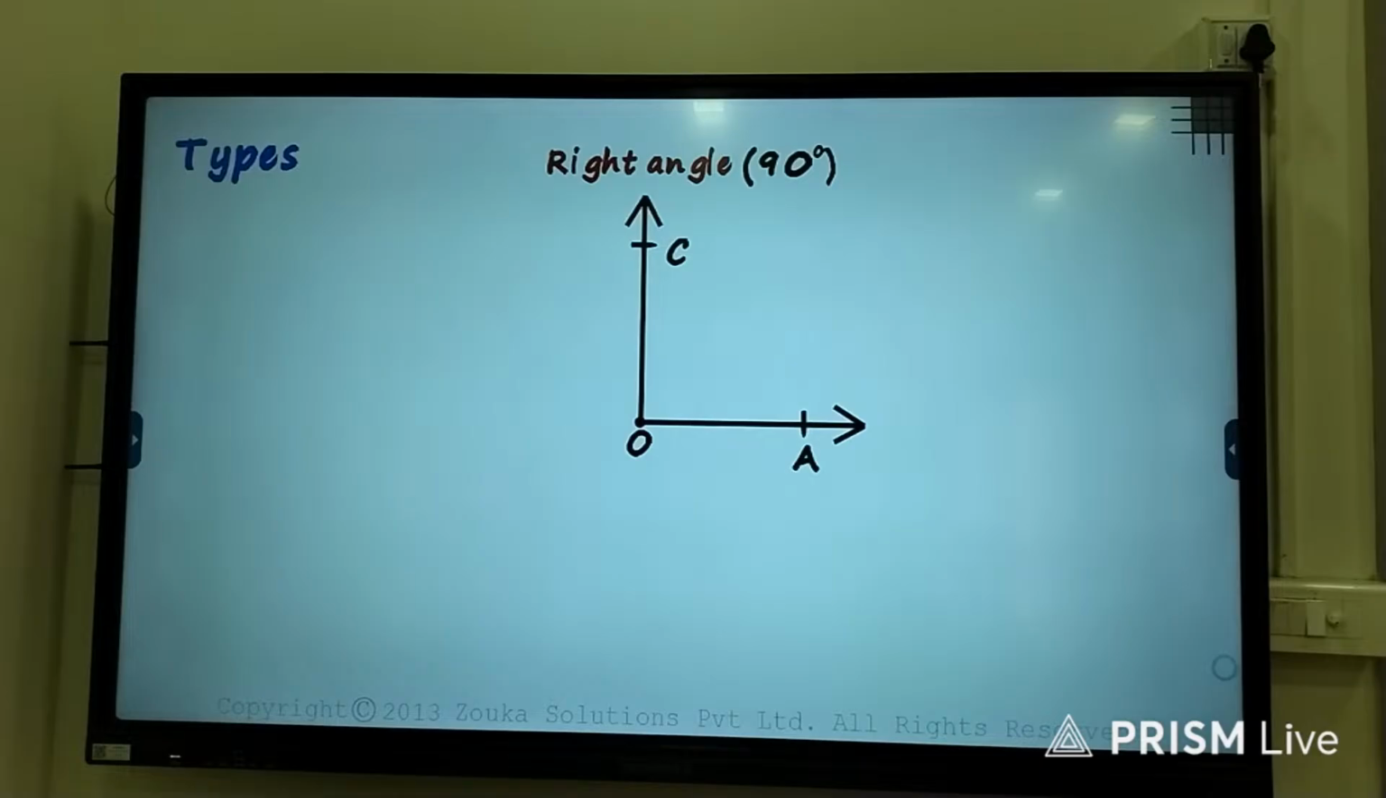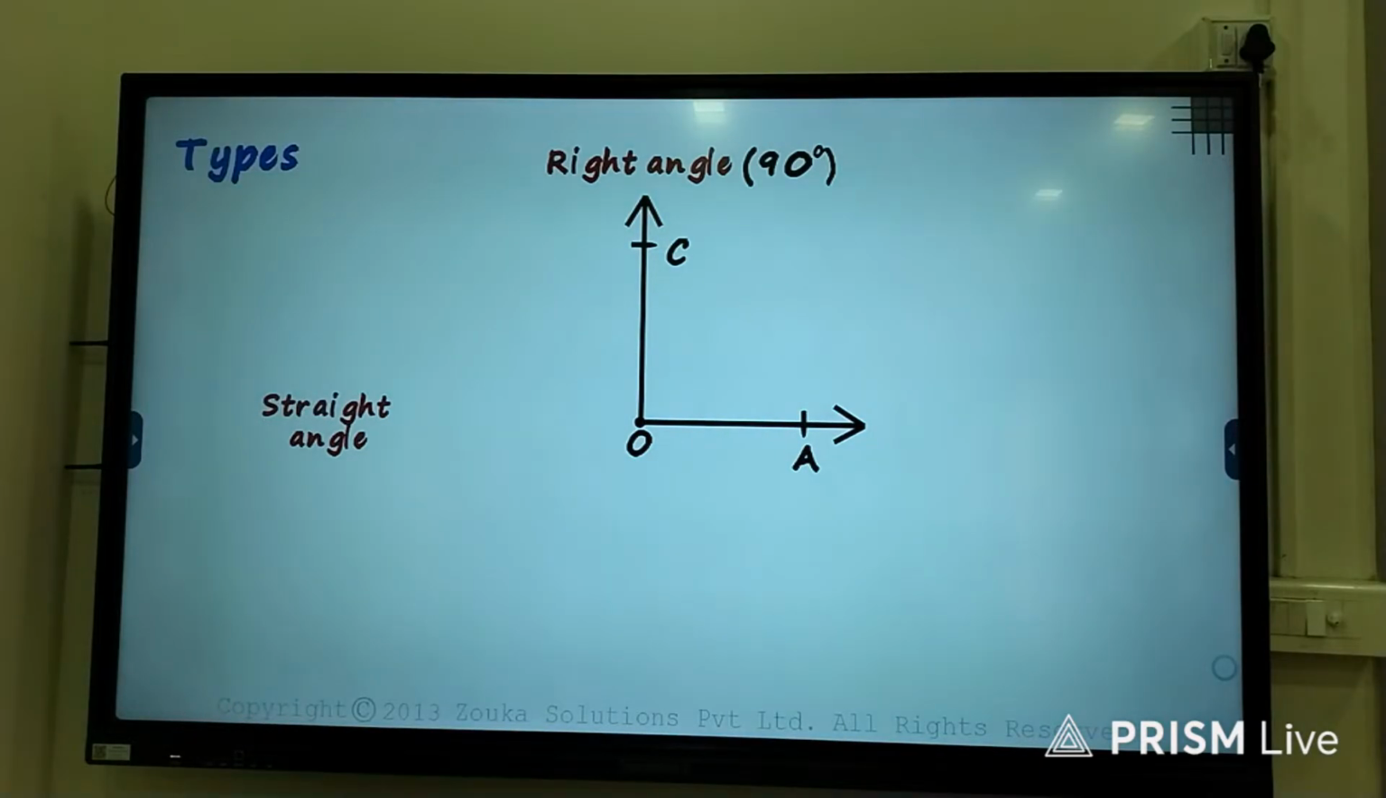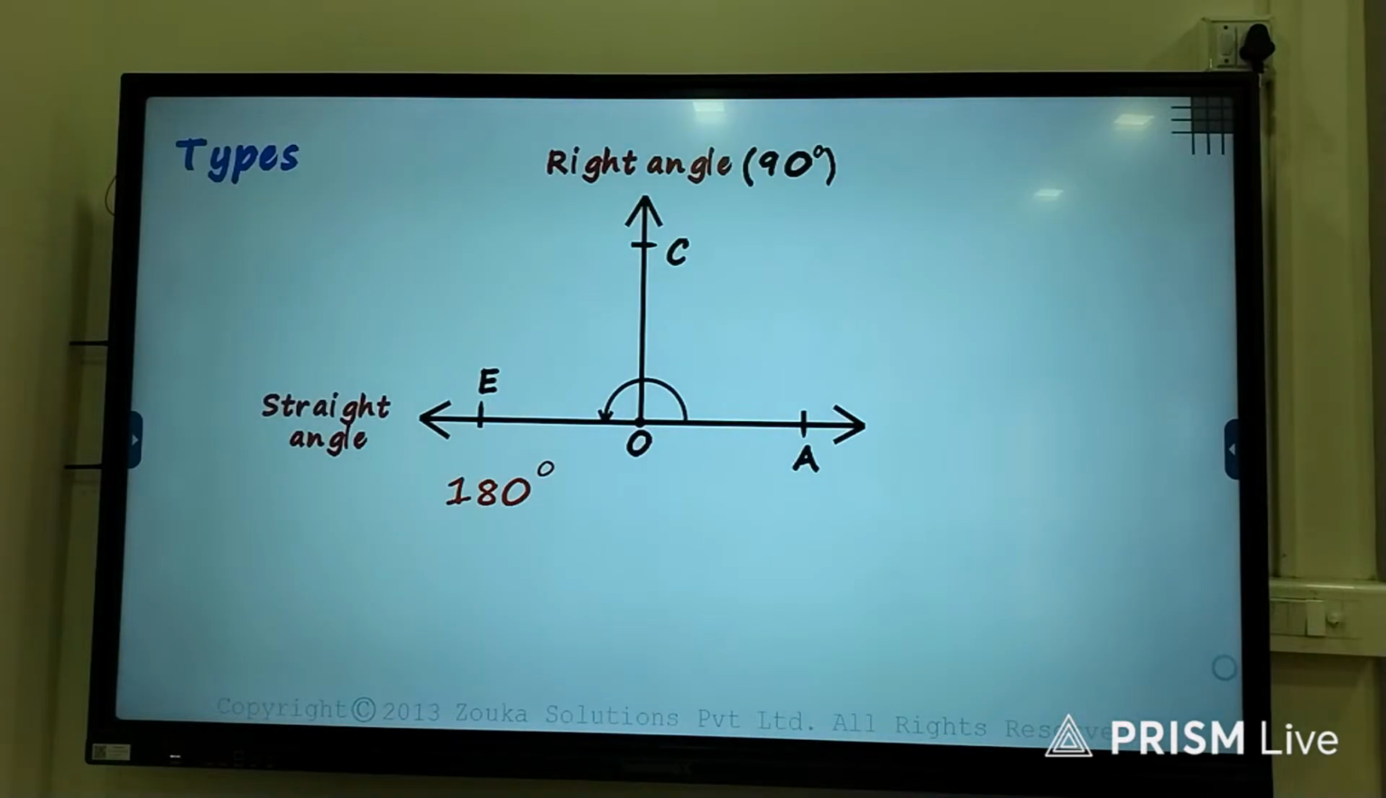The next important kind of angle you will see often is called a straight angle. The name says it all. The arm is rotated in such a way that a straight line is formed like this. Let this arm be called OE. This angle formed here between OA and OE will equal 180 degrees. It is called a straight angle.